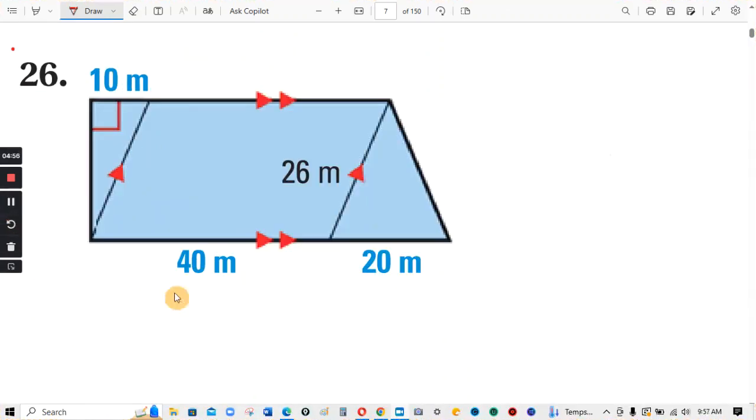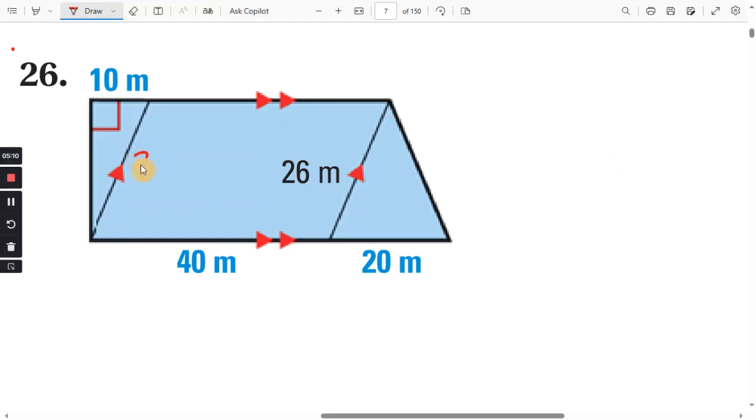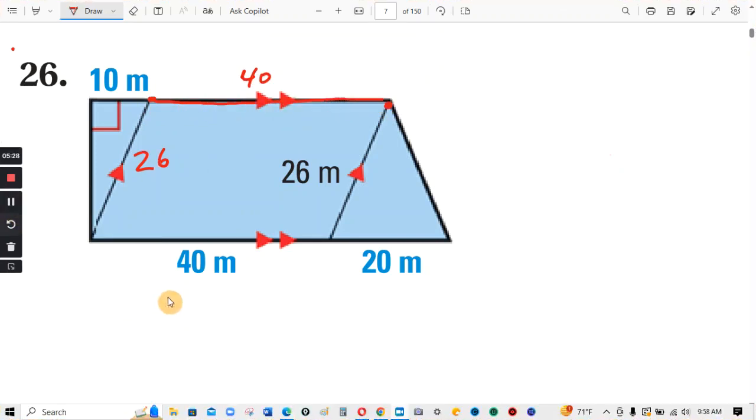Number 26, we have a parallelogram in the middle. See, the opposite sides are parallel. Remember, opposite sides of a parallelogram are congruent. So if this is 26, this one right here is also going to be 26. And I guess you can fill in the side up top. If this is 40, then this is 40. All right, but it doesn't really matter. This one right here is 40. But again, this is a trapezoid. We haven't learned the area formula yet, so we'll just do the composite method.